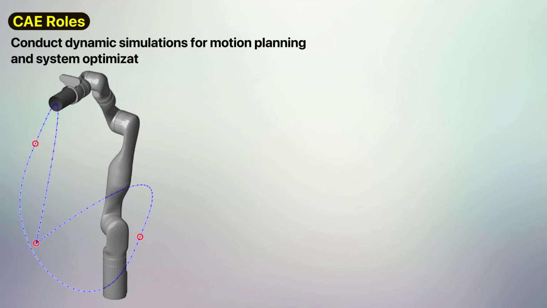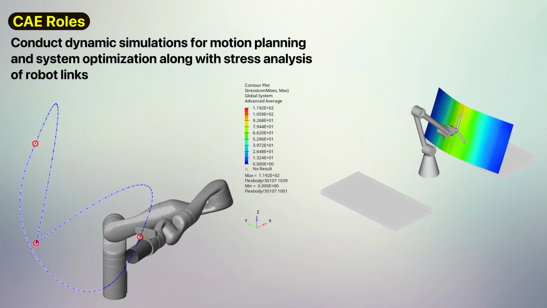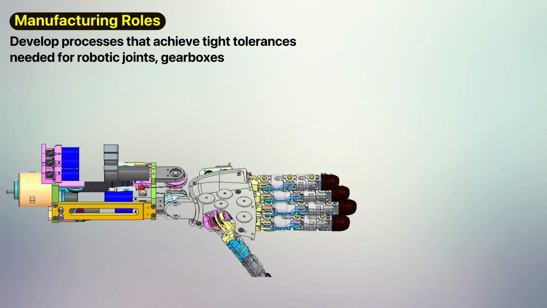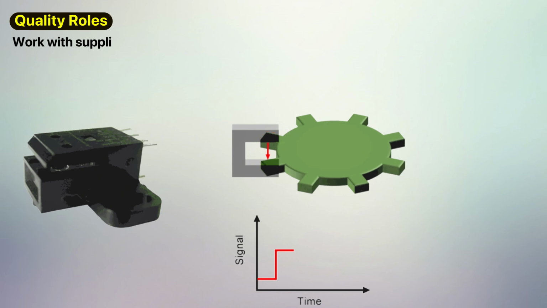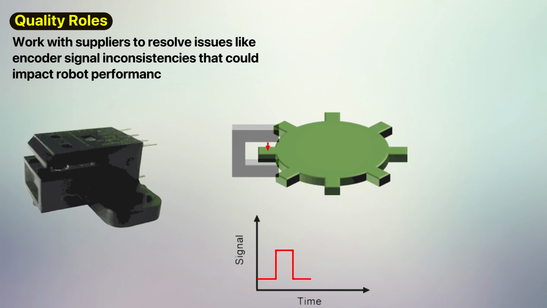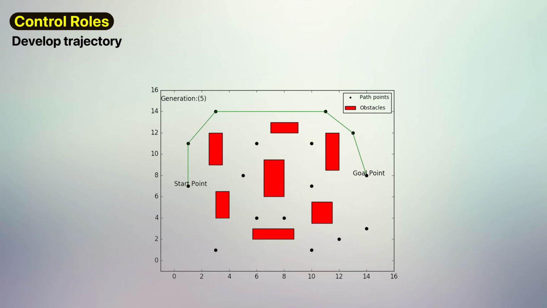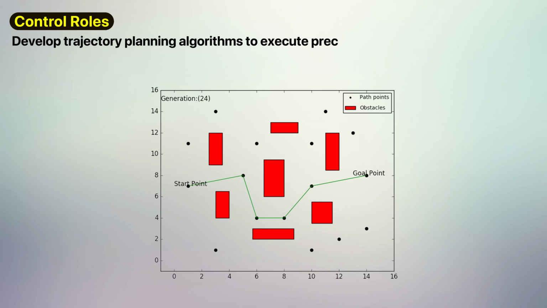For simulation roles, you could conduct dynamic simulations for motion planning and system optimization, along with stress analysis of robot links and frames. For manufacturing, you might develop processes that achieve tight tolerances needed for robotic joints, gearboxes, and sensor integration. Quality engineers might work with suppliers to resolve issues like encoder signal inconsistencies that could impact robot performance. For a controls focus role, you could develop trajectory planning algorithms to execute precise adaptive robot movements. While these roles require an electrical, software, or mechatronics background, mechanical engineers with strong controls and programming experience are eligible.